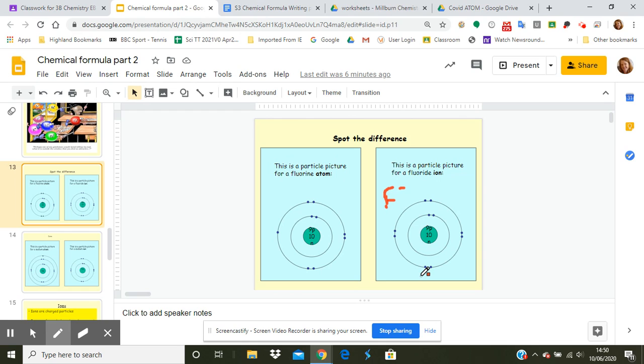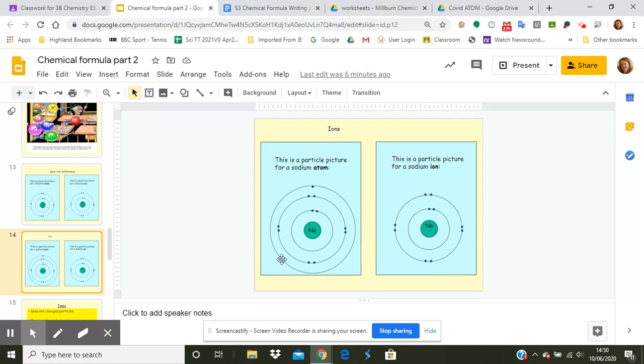Now, there's a rule about metals and non-metals. All metals will form positive ions. All non-metals, like fluorine, will always form negative ions because they're gaining electrons. So when they gain electrons, they form a negative ion. Now, I'm introducing this just in this assignment. Don't worry, we will be talking about this again later. I'll find a new video as well for you to work on if that helps.